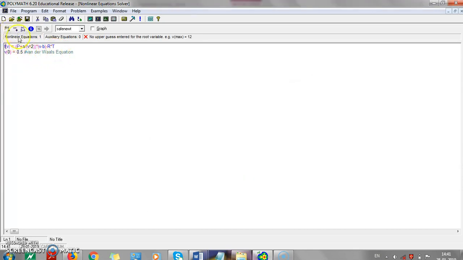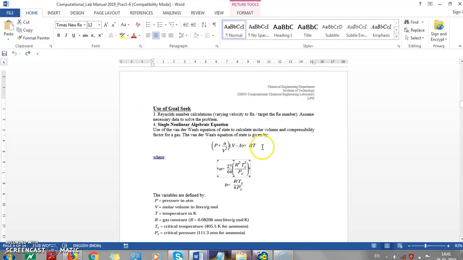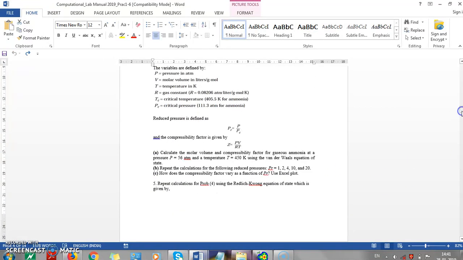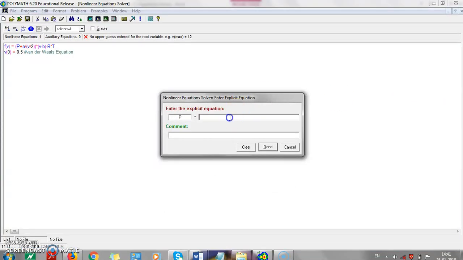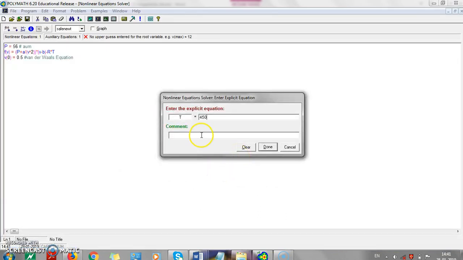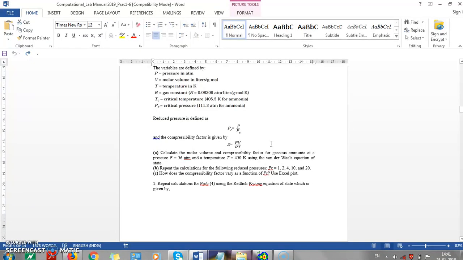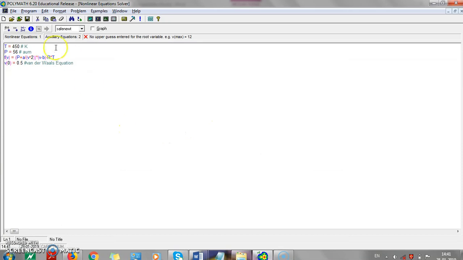Now there are so many unknowns in this equation, so we have to give explicit expressions. Our pressure value, which is given to us in this case, is 56 atmospheres, so 56, and in the comment you may write the unit. You may add one more, temperature. Temperature is 450 Kelvin. We may add TC and PC, and then we can calculate A and B.